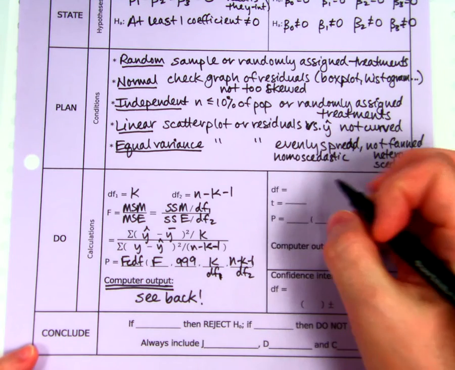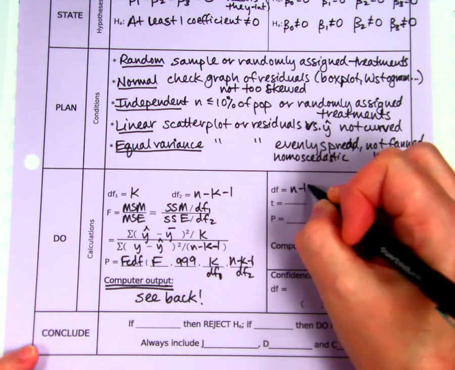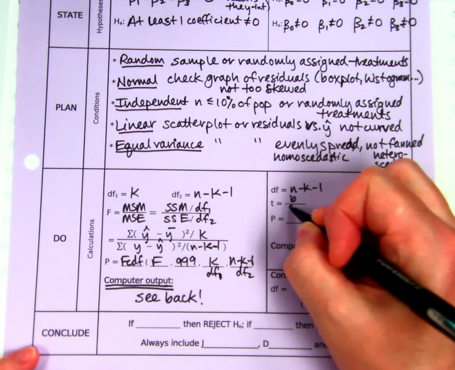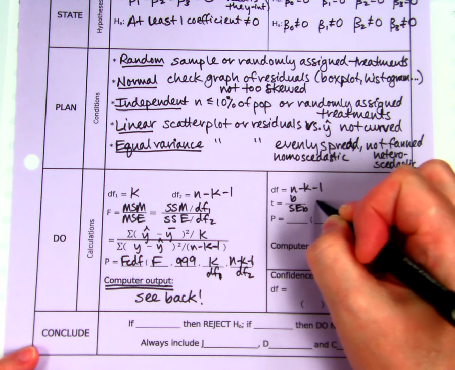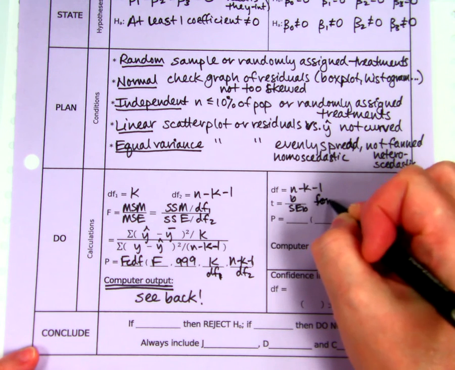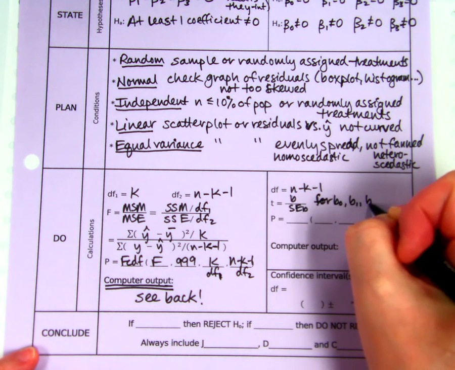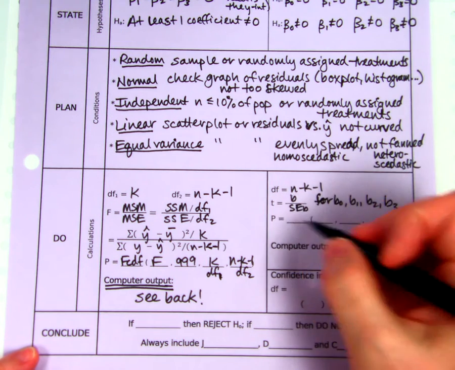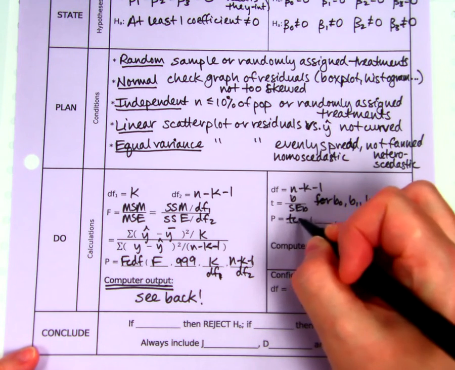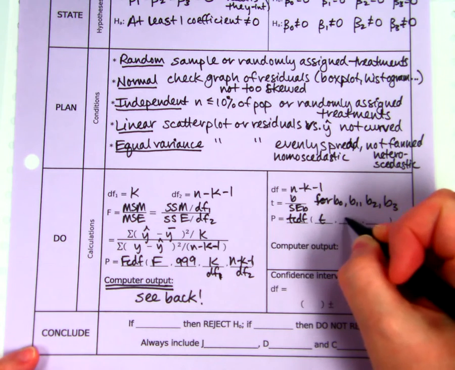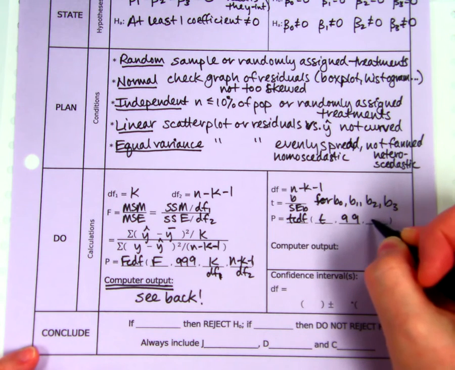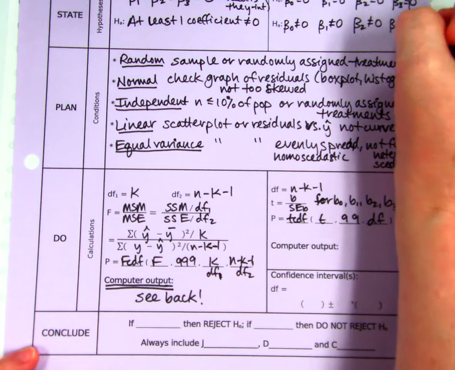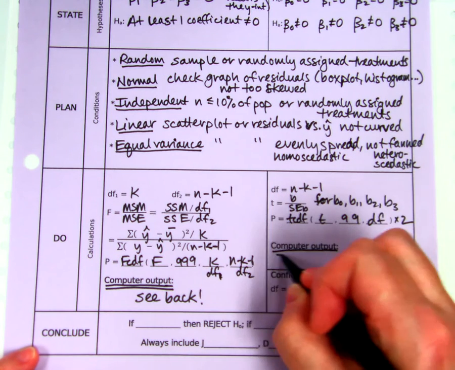For the individual t-tests, the df is n minus k minus 1, same as the df over here. T is still b over SE b like we've always done, and you'd have separate t's for b0, b1, b2, and b3. You'd have like 4 of them, and you'd have to calculate them all, which I'm not going to make you do. TCDF is T and 999, and DF, except this one's always times 2 because it's always a not equals up there. We're going to do computer output on the back.